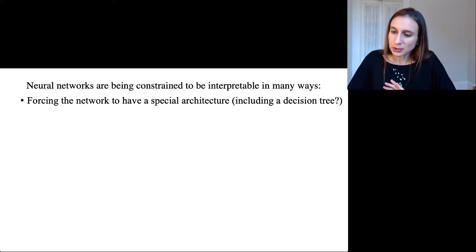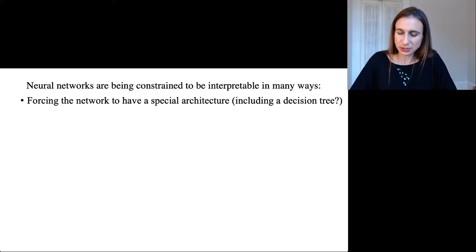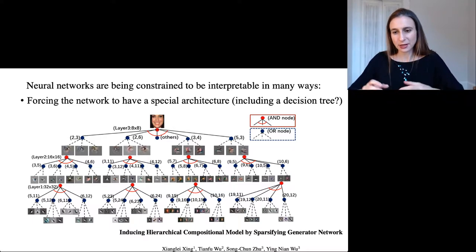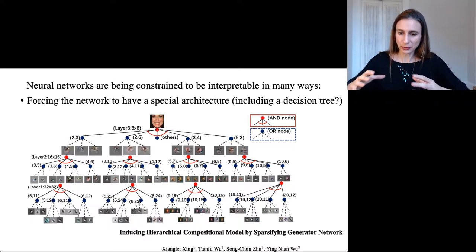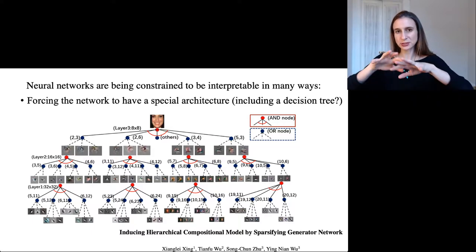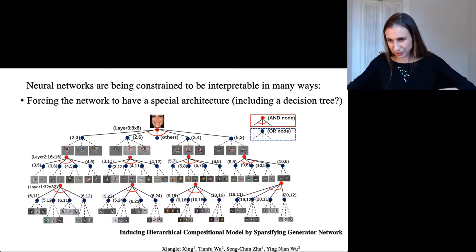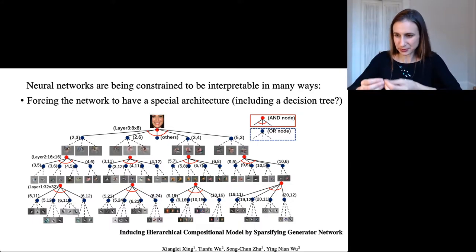Okay, so there are other works that force the network to have a special architecture. For example, including a decision tree. Like there are some groups that imbue the network with a type of architecture that forces it to reason in a logical structure. So I'm putting up an example here from one of the recent papers on that topic. Here you can see that there's a tree-shaped architecture that's going into one prediction.